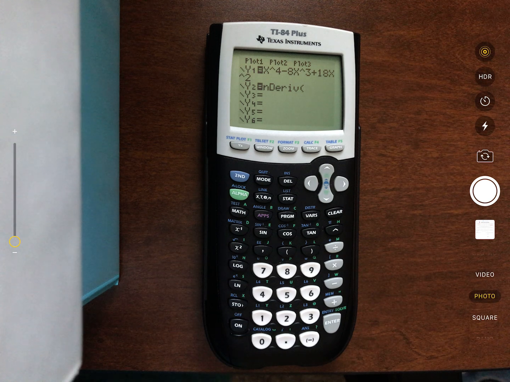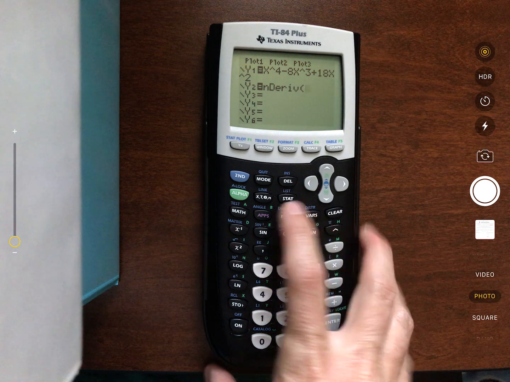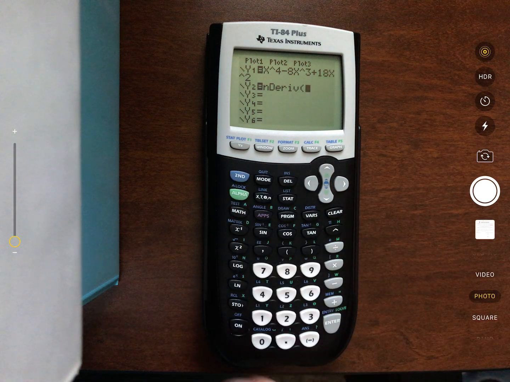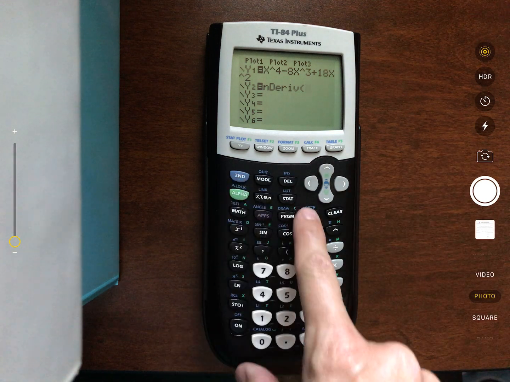What this is going to do for me is find the derivative of whatever equation I want it to. And I want it to find the derivative of my first equation, my y1, right? My original. So then what I'm going to do is tell it to find the derivative of my y1, whatever equation I put in there. So I'm going to go Vars.